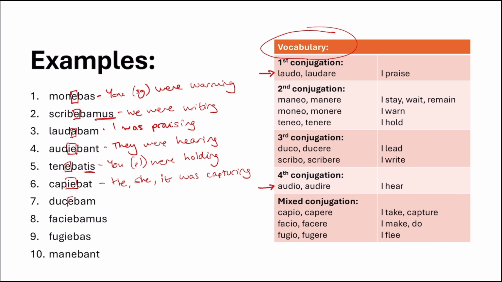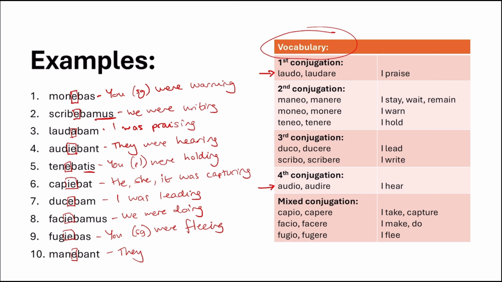Ducebam, that E in your third conjugation, means I was leading. Faciebamus, that IE in your mixed, means we were doing, or we were making. Fugiebas, your mixed again, so IE, you singular were fleeing. If it was effugiebas, you would be escaping. If you had an E on the beginning, it means to escape, not just to flee. And manebant, with that E for your second conjugation, means they were staying.